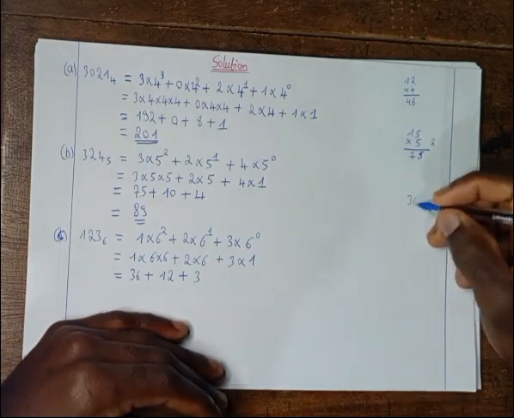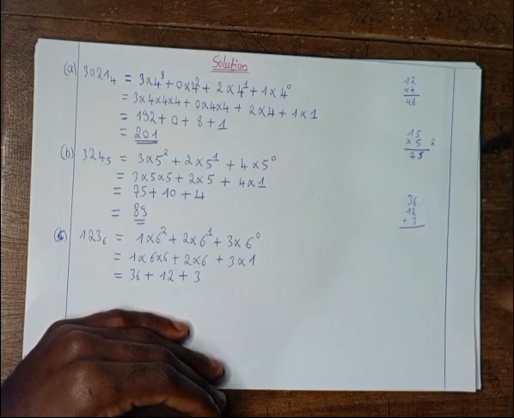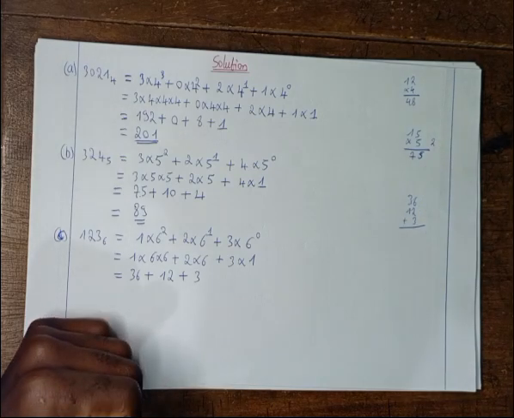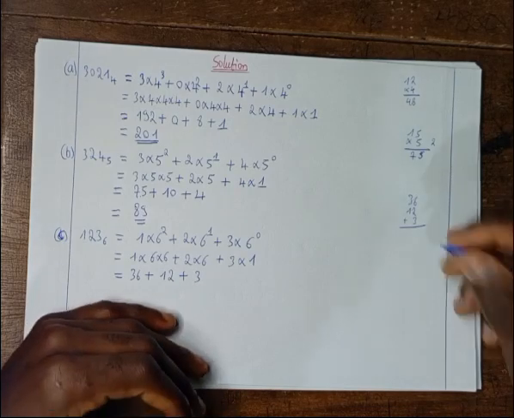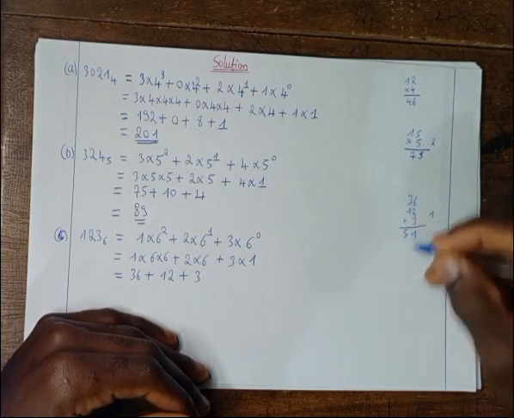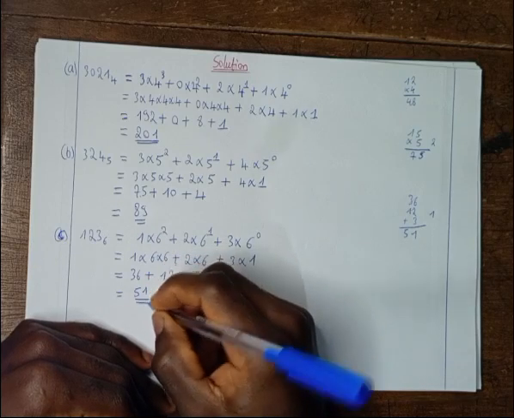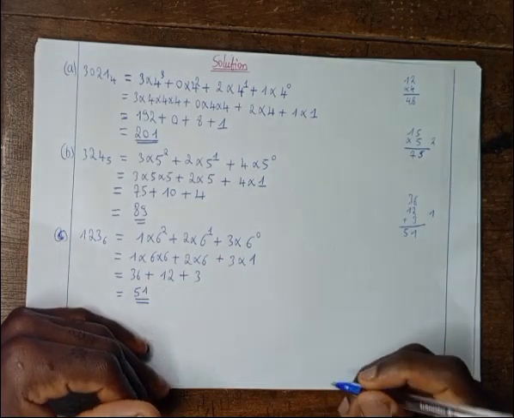Next, if we add 36 plus 12 plus 3, 6 plus 2 gives us 8. 8 plus 3 gives us 11. We write down 1, we carry 1. 3 plus 1 gives us 4, plus 1. This will give us 51. And we are done.